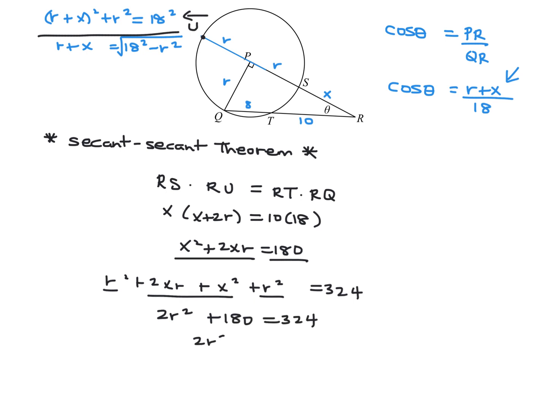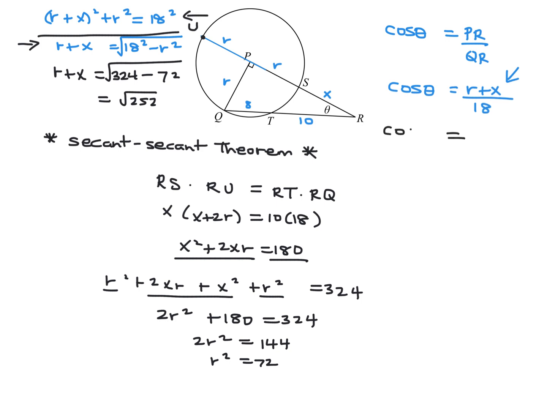And that allows us to solve for r. So 2r squared would be 144. So r squared would be 72. So therefore, we can sub that back into here, that r plus x is the square root of 18 squared, which is 324, minus r squared, which is 72. So that is the root of 252. And therefore, cos theta would be the root of 252 all over 18. And that, I believe, is 6 root 7 over 18. So that's going to be root 7 over 3.